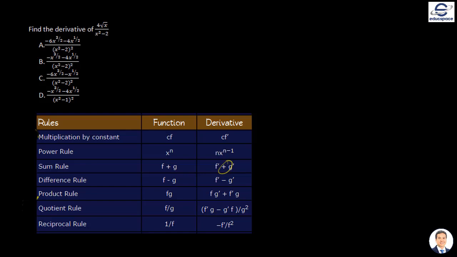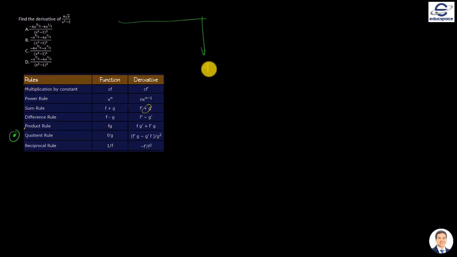Find the derivative of 4 multiplied by the square root of x over x squared minus 2. Again, this one is a quotient rule, wherein if we have f over g, where f is the numerator and g is the denominator, we should derive this as the denominator multiplied by the derivative of the numerator, minus the derivative of the denominator multiplied by the numerator, and then finally dividing the complete equation by the denominator squared. So in this case, we have 4 multiplied by the square root of x as the numerator, and then we have the denominator x squared minus 2.